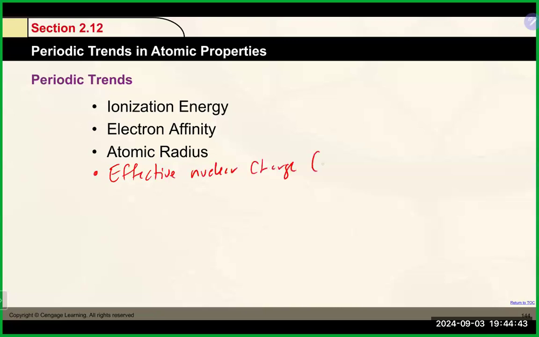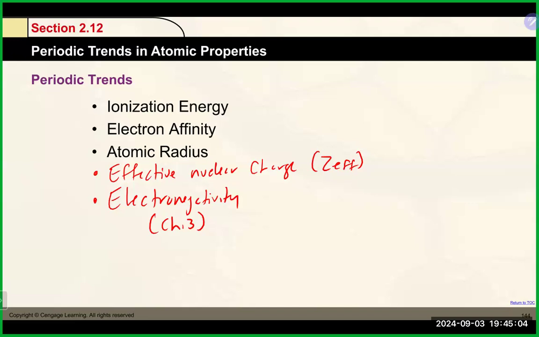And that is what's sometimes referred to as Z effective. And that's a Z. And we'll talk about electronegativity as well. Electronegativity is actually in chapter 3. It is the only thing from chapter 3 that you'll need to know for the first exam. When we get to chapter 3, we'll talk a lot more about electronegativity.